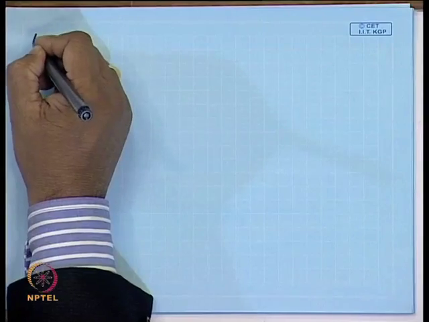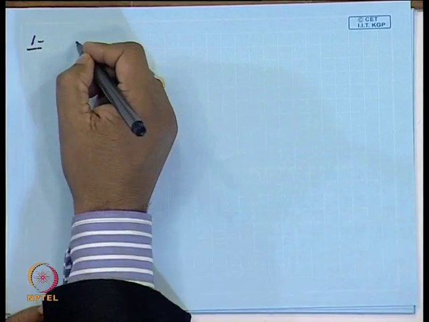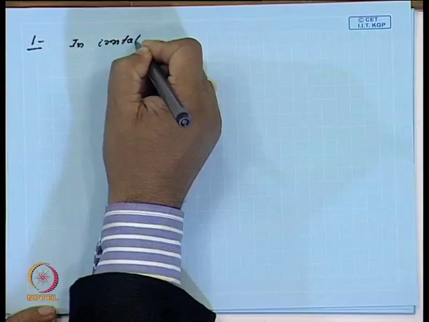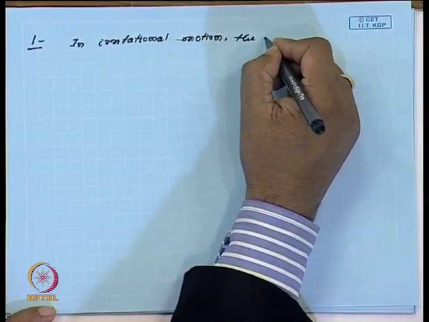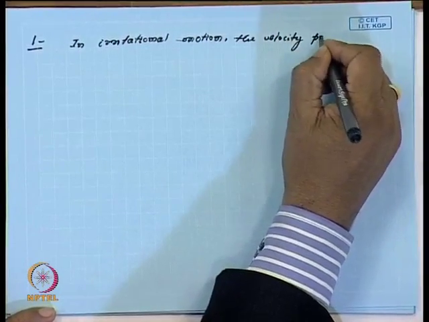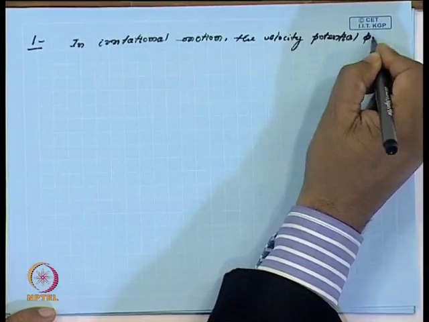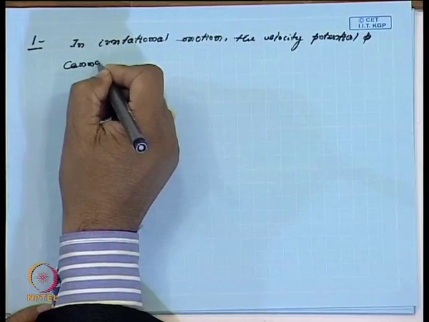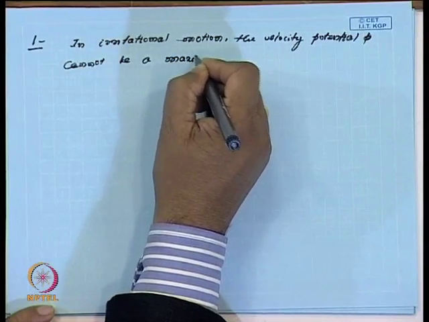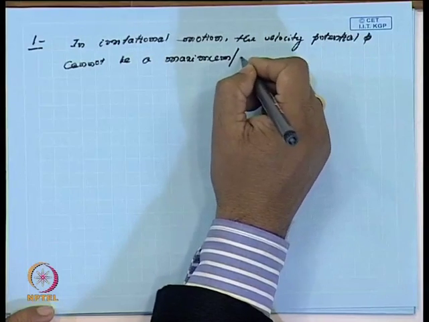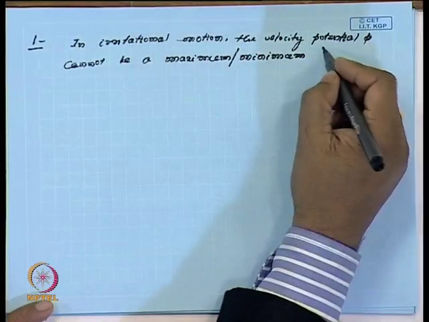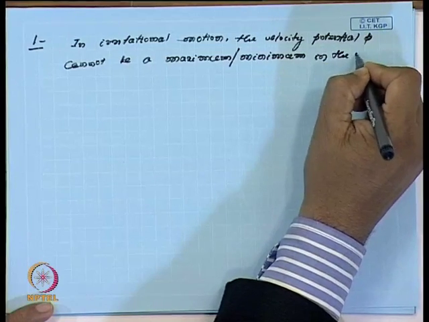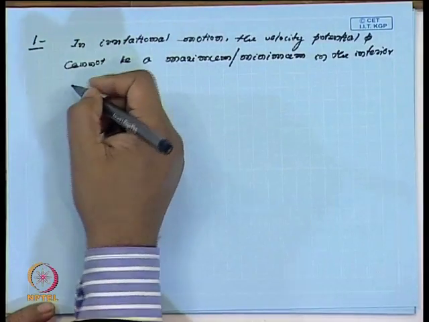So, the first one in this series will be: in irrotational motion, the velocity potential phi cannot be a maximum or a minimum in the interior region.